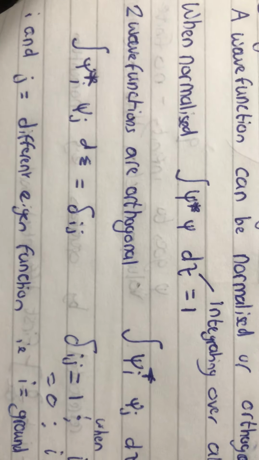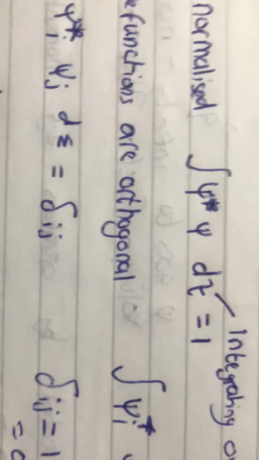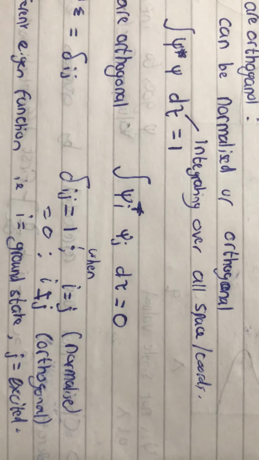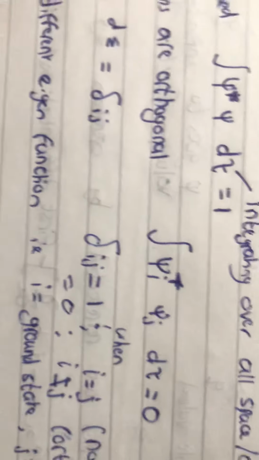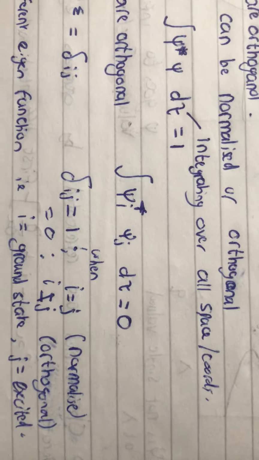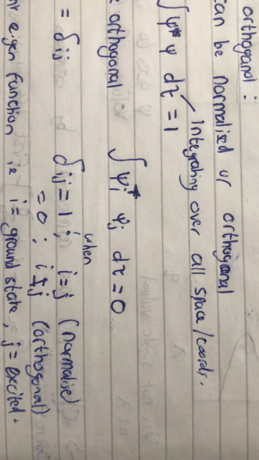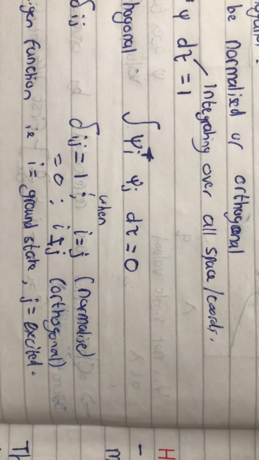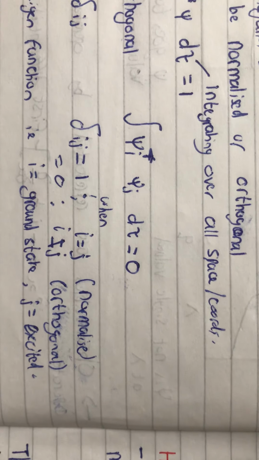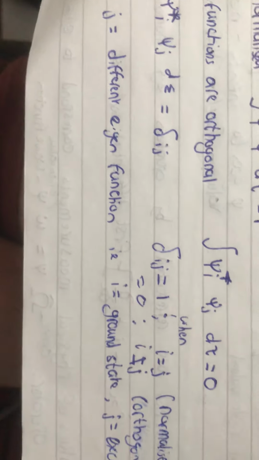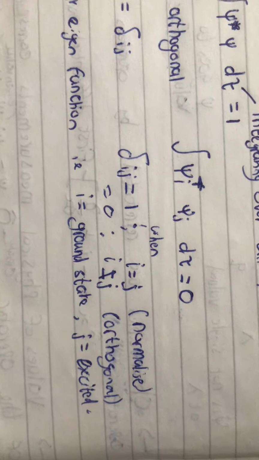And you can also write that as essentially this. So, to put in short, I'm going to call that delta ij because that's what it is. So to put in short, delta ij equals 1 when i equals j, and that's when it's normalized. And delta ij equals 0 when i doesn't equal j, which means that's orthogonal. So, as I mentioned earlier, i and j are different eigenfunctions, which, for example, could be the ground state and the excited state.